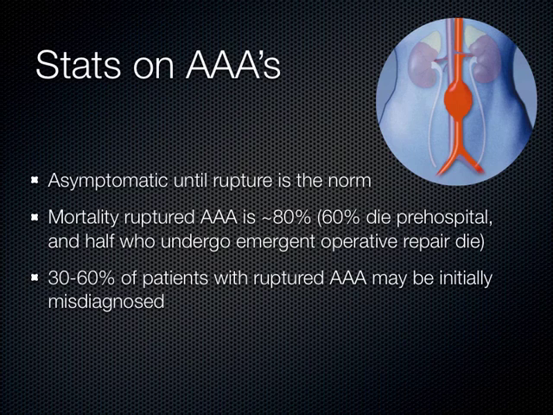And once they rupture, the mortality is incredibly high. Like 80% of the people die right there. 60% die even before they get to the hospital, in the ambulance or while waiting for the ambulance to get there. It's pretty bad. So if we can avoid misdiagnosing these things as clinicians, we're really helping these patients, okay?